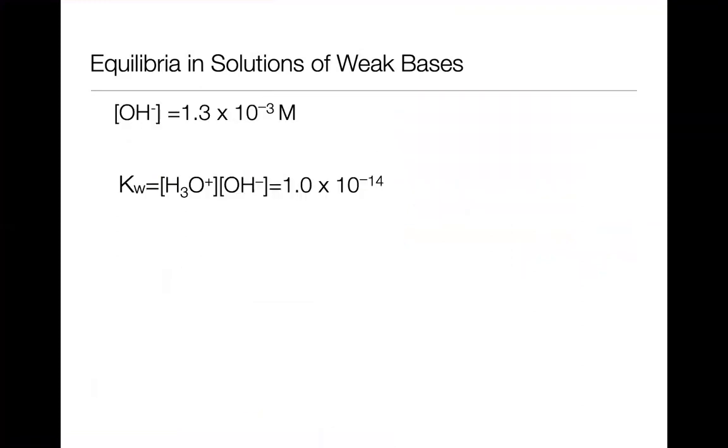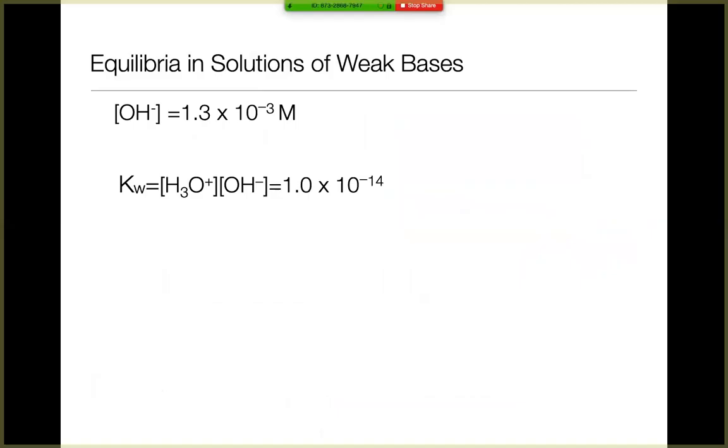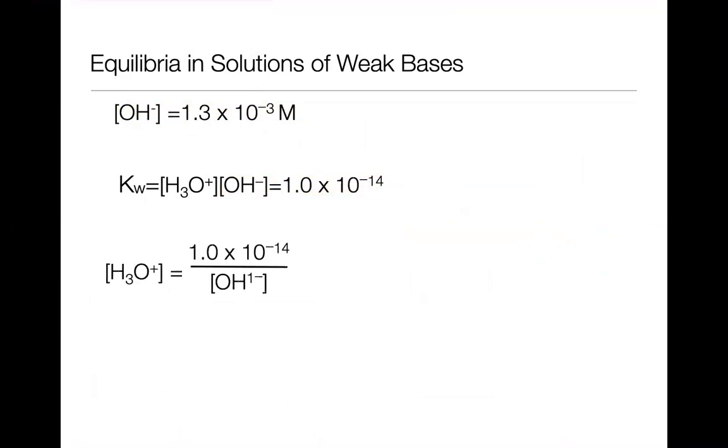One is we can just directly use the Kw expression. Everything I said for this chapter will be at 25 degrees, so I know Kw is not changing. I just solved for the concentration of hydroxide, so I can plug in and find the concentration of hydronium. Do that out, I'll get 7.5 times 10 to the negative 12th.